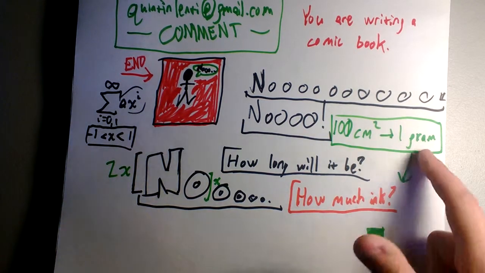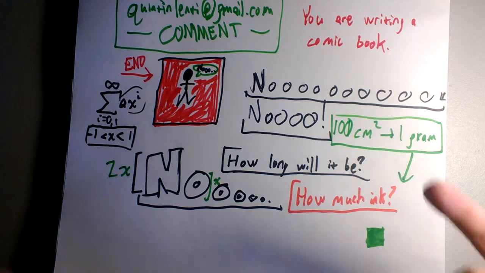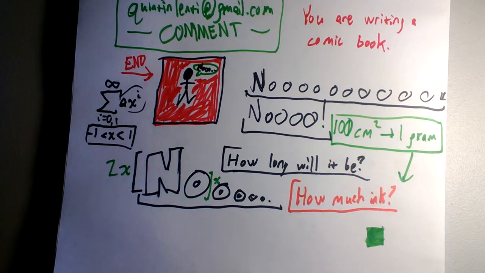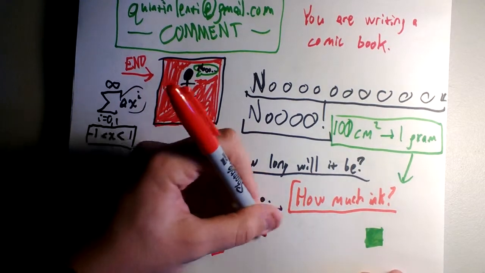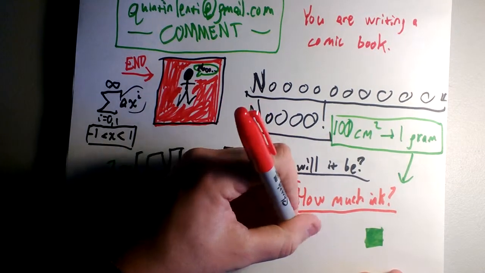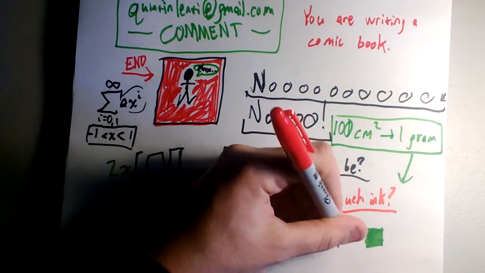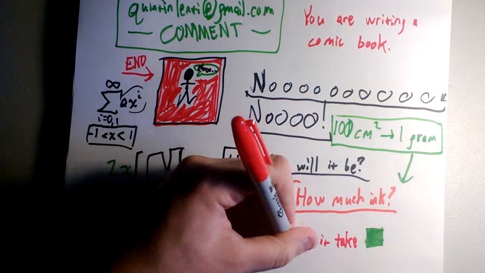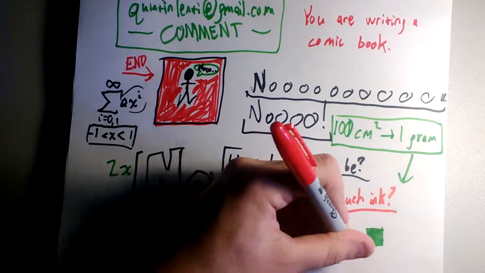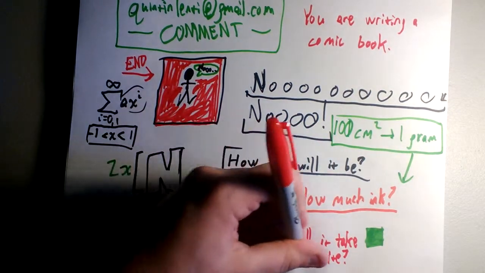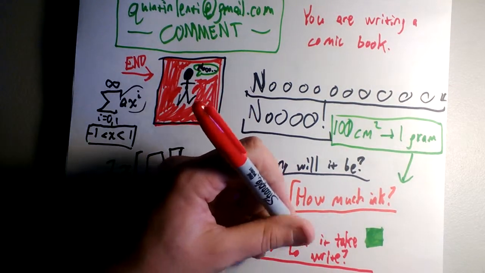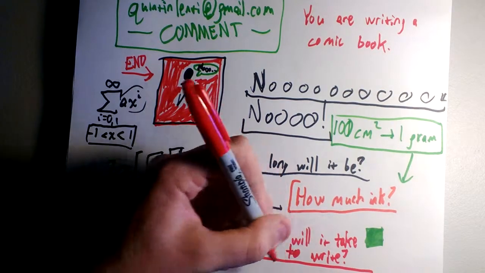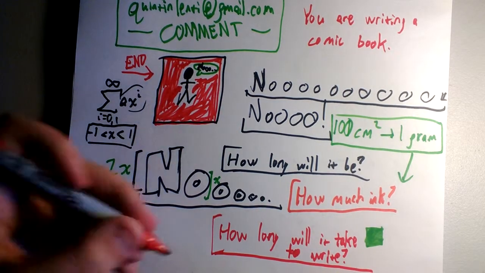You just need to find out how much ink it will be. It might not be that much, but once you have enough books, it might be a factor that you need to care about. And then one that directly affects you is how long will it take to write? You're writing all these, so you don't want to take forever each time. Well, if you took forever on just one time. Sorry. How long will it take to write? So you want to know how much time it is.